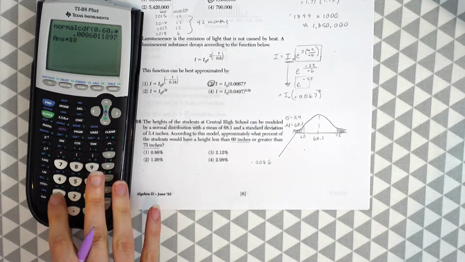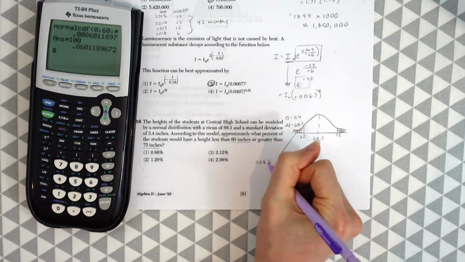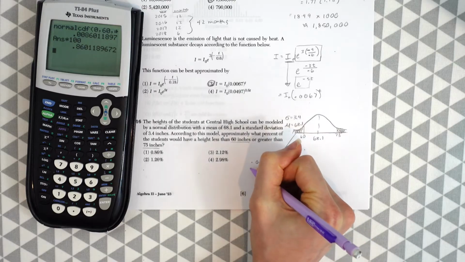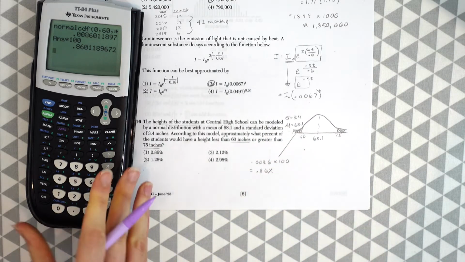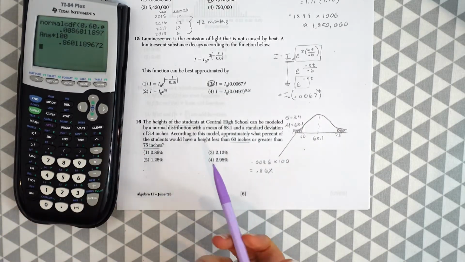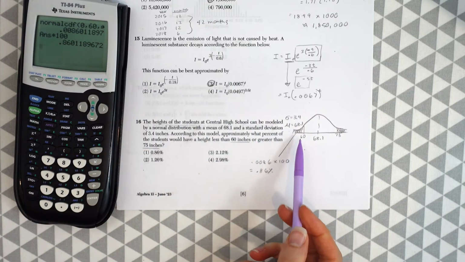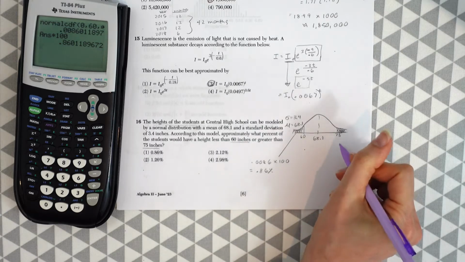And we're finding the percentage, so we want to multiply this times 100. And then this will give us 0.86%. So the probability that a student will be less than 60 inches tall is 0.86%.